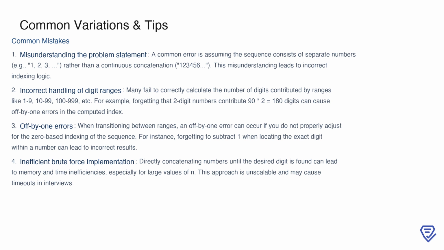Off-by-one errors are another source of mistakes, especially when transitioning between ranges or using zero-based indexing. For instance, forgetting to adjust by subtracting 1 when pinpointing the exact digit within a number can throw off the entire solution. Finally, relying on a brute force approach, where you concatenate numbers until the sequence reaches the desired length, might seem straightforward but becomes impractical as n grows. This method consumes excessive time and memory, making it unsuitable for larger inputs or competitive coding scenarios.